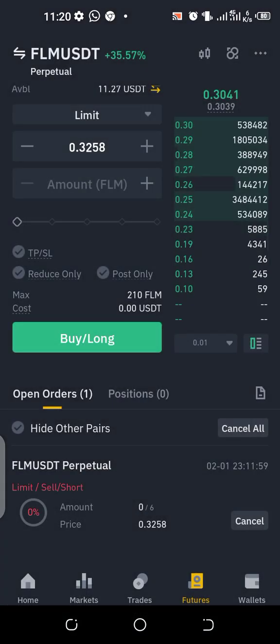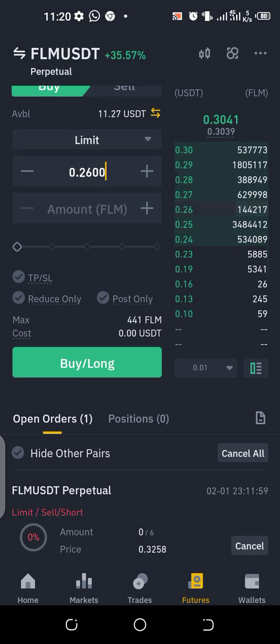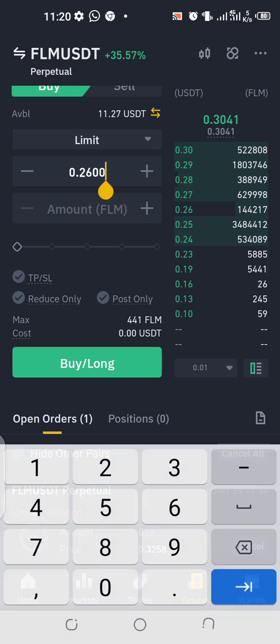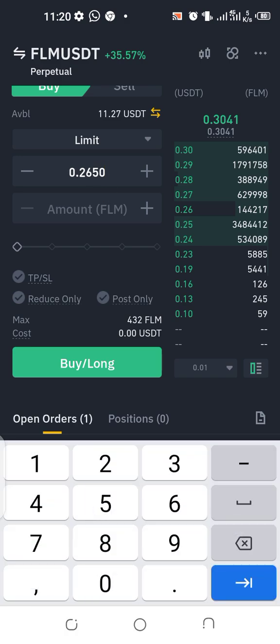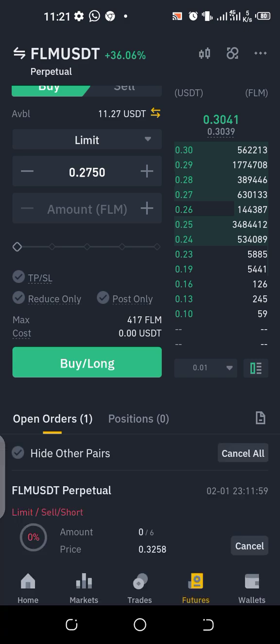So my support is here, 0.26. I can add 50 to it, or I can even decide to go to 0.25. Instead of adding 150, I can add 250. All right, just so I'm sure that it's likely to hit my price, my buying price or my selling price. That's using the order book to predict price movements.